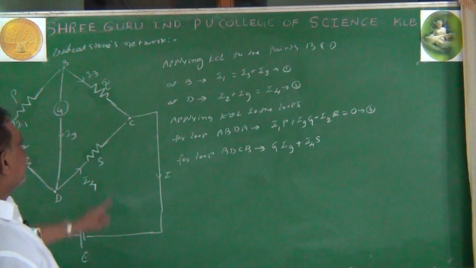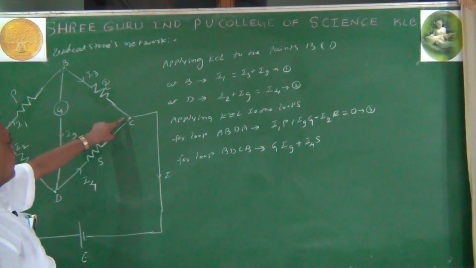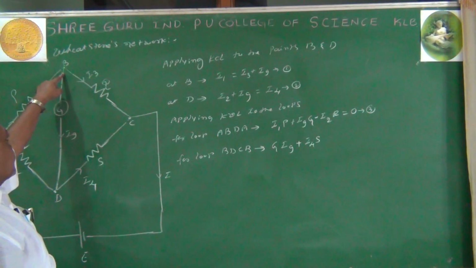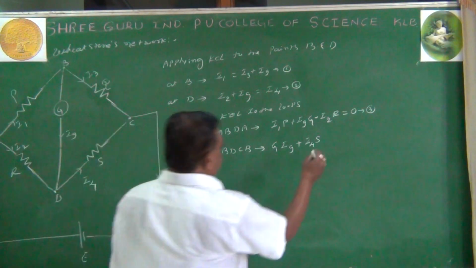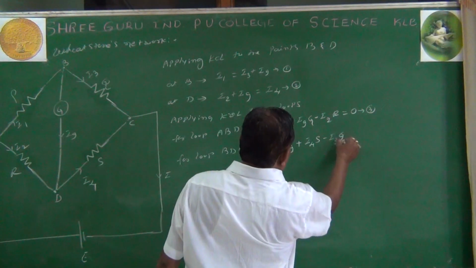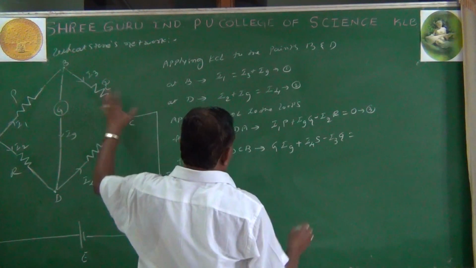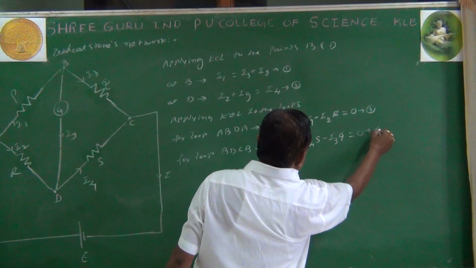Then C to B. I am tracing the path C to B, but the direction of the current is opposite to the direction of my motion. Hence, the IR product is taken as negative: minus I3 Q. Do you find any EMF here? No EMF, so 0. Shall I call this equation number 4? Yes.